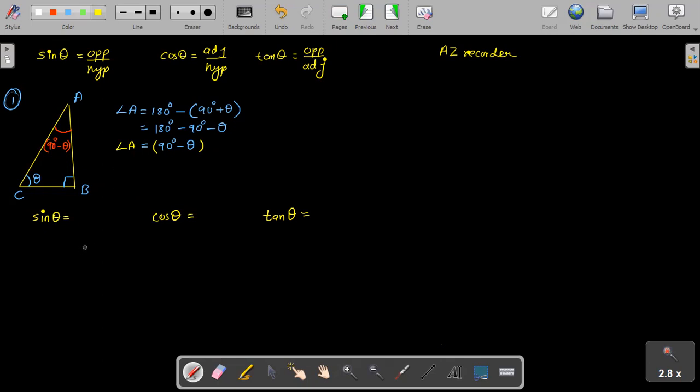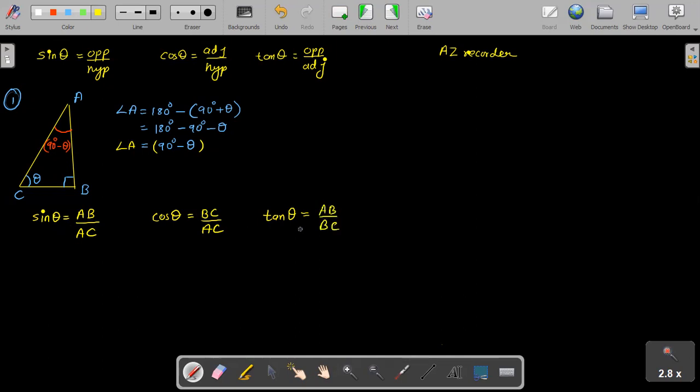Answer is AB upon CB. AB upon, are you sure? AB upon CB, sine theta is? So, ma'am, AC. AC, yeah. What about cos theta? Cos theta, CB upon AC. Okay, let us take it as BC upon AC. And this one, tan theta is? AB upon BC. AB upon BC.